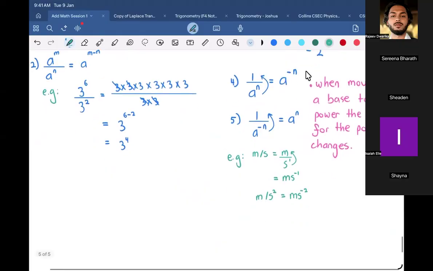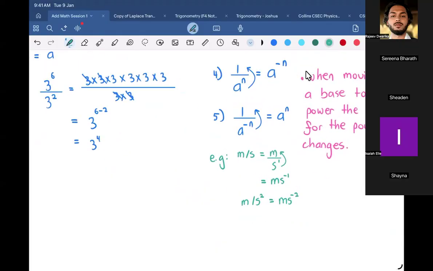Okay, so it would seem that everybody understands this, right? Let's move on to another one. Now let me hear you all. What do you think a to the power 0 would be equal to? Let me hear you all. What do you think a to the power 0 will be equal to? 1.